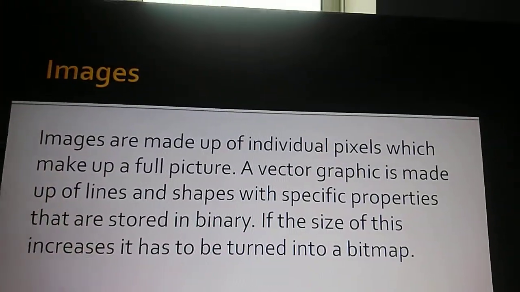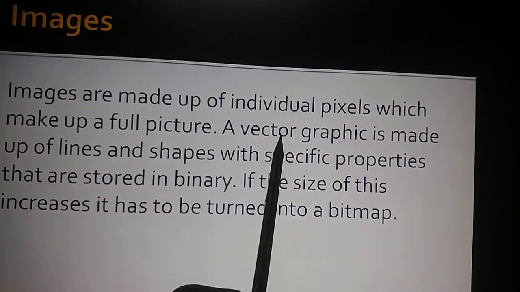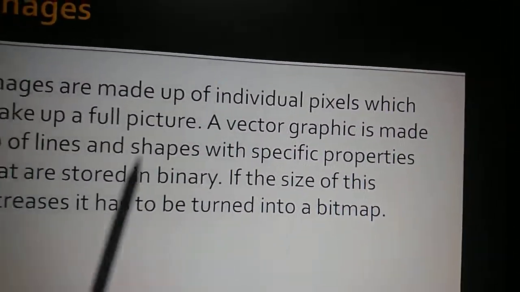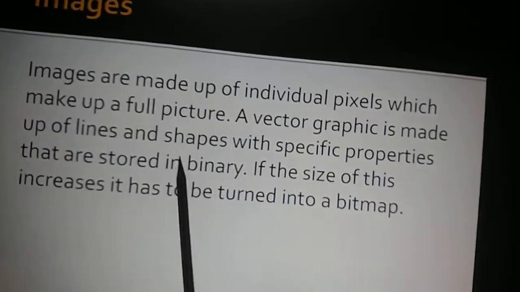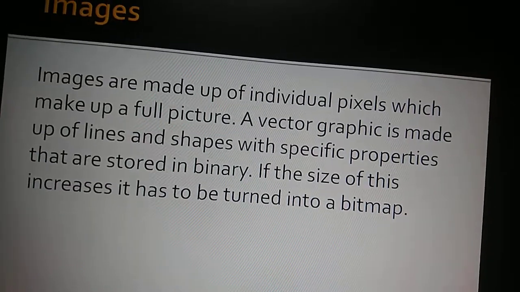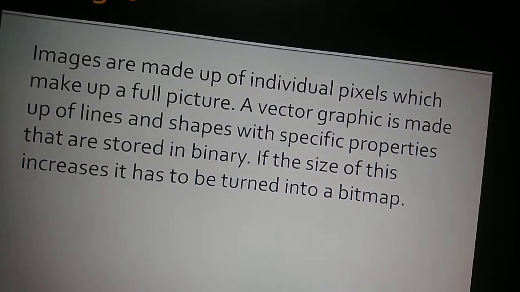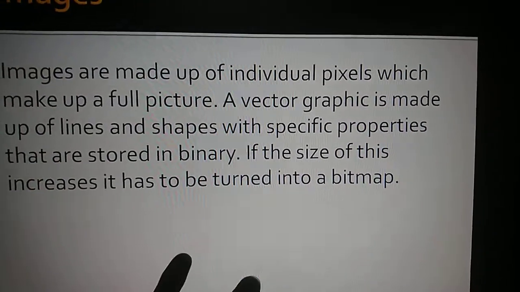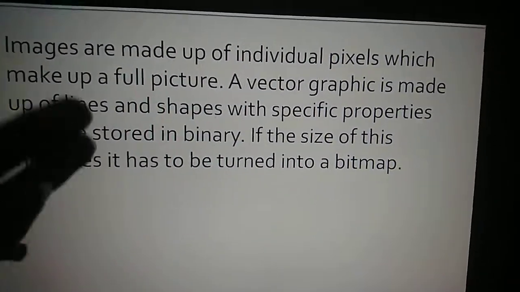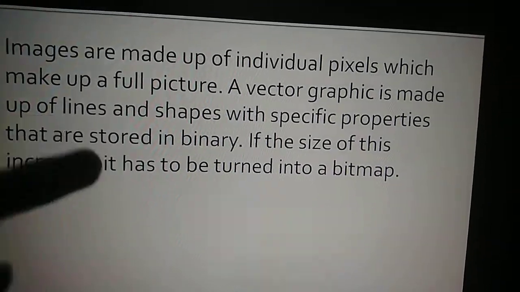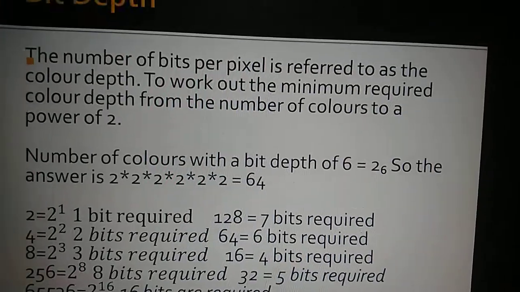So what are images? Images are made up of individual pixels, which make a full picture. A vector graphic is made up of lines and shapes with specific properties that are stored in binary. If the size of this increases, it has to be turned into a bitmap. So a bitmap is basically just a big version of a vector graphic. And a vector graphic is made of lines and shapes which have properties.